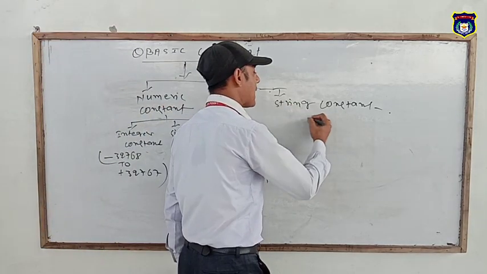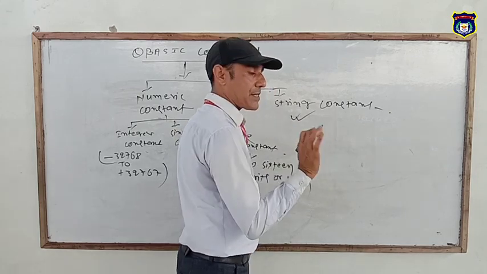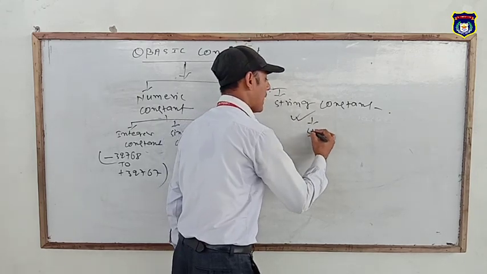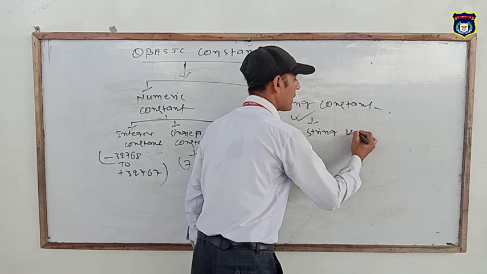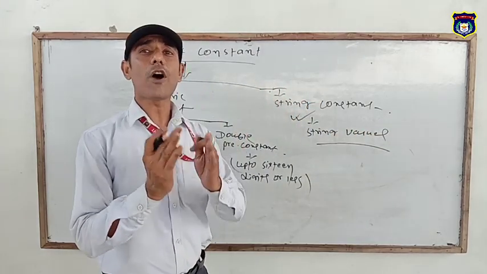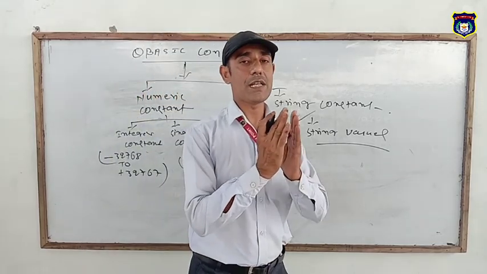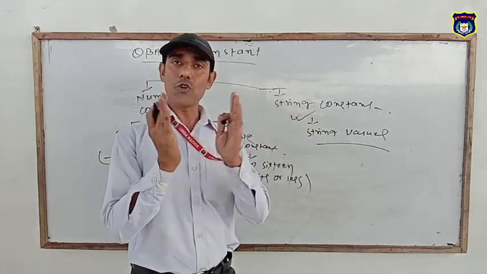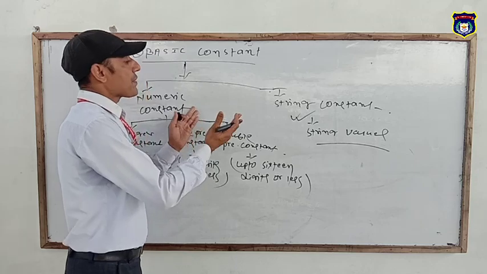The other, the string constant, is alone, which stores string values. What is a string? The string is a collection of different types of alphabets, symbols, digits, and special characters, included within double quotation marks, and is called a string constant.